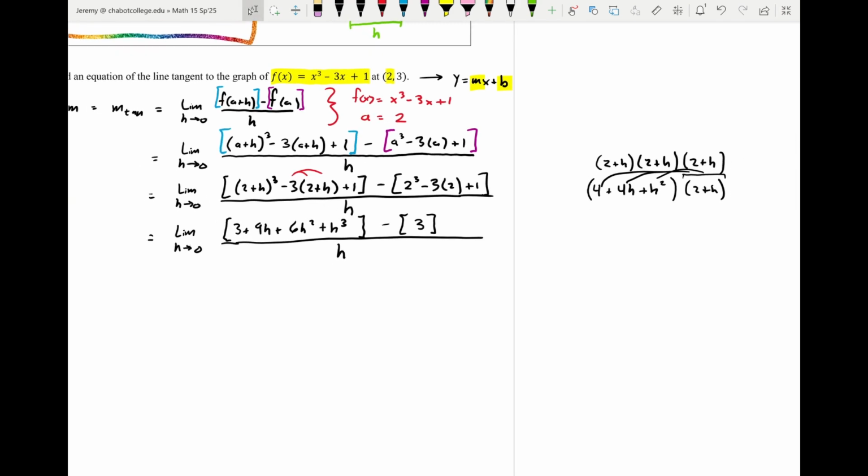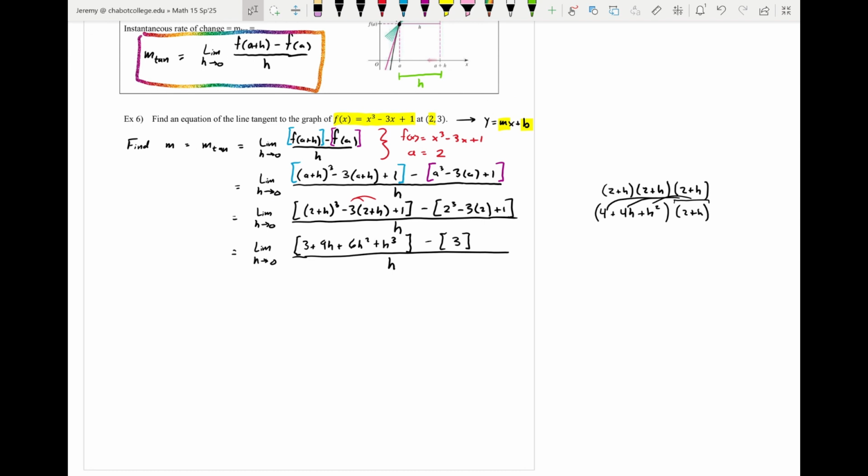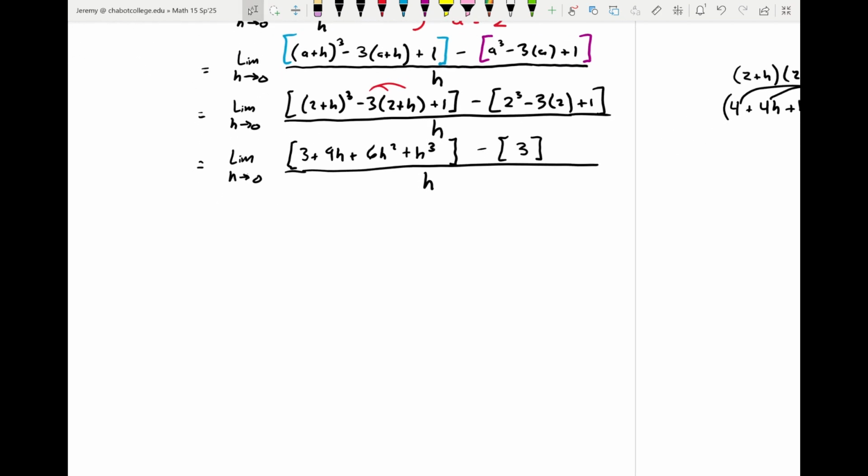Okay, so the most grueling part, the most challenging part of any of these problems where you're trying to find the equation of the tangent line is just doing this limit work, simplifying it and evaluating the limit. That's the hard part. But we're getting real close here. The numerator simplifies. We have +3 and we have -3, so those will zero out. And I'll have the limit as h approaches 0 of just 9h plus 6h squared plus h cubed all over h.